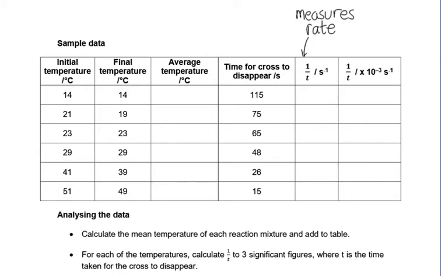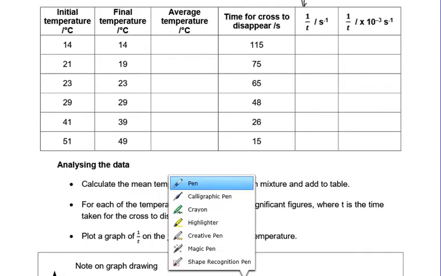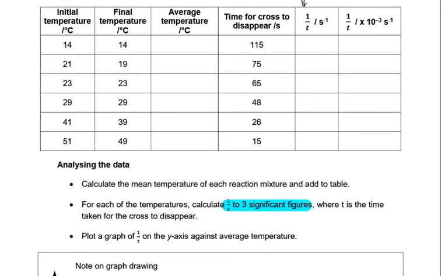So what I want you to do is fill in the average temperature and the 1 over t column. Just want you to pay attention to the instructions you're being given. It wants the 1 over t to 3 significant figures. So why don't you calculate the mean temperature and the 1 over t and fill that table in. Pause the video and attempt that now.